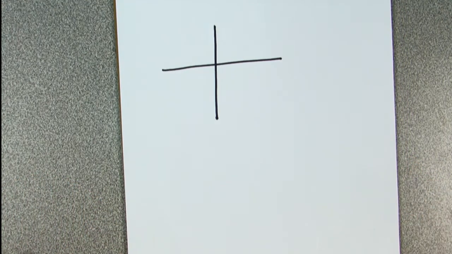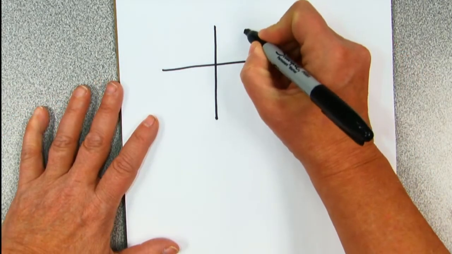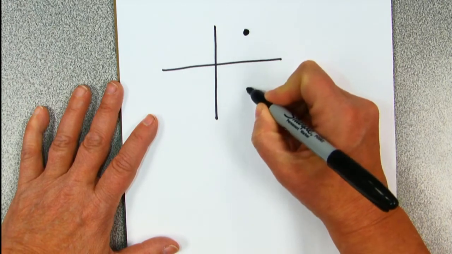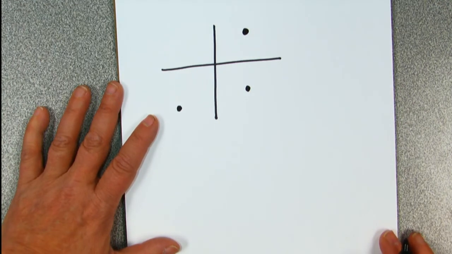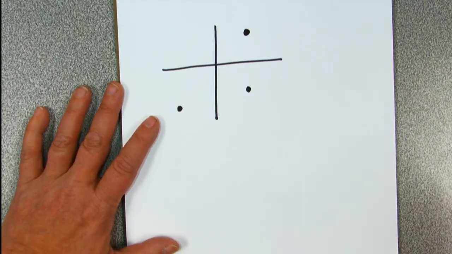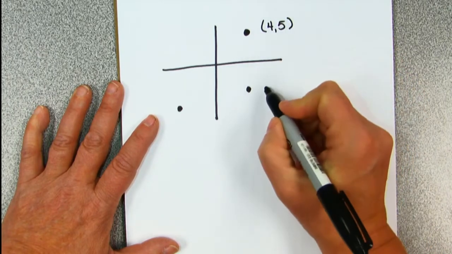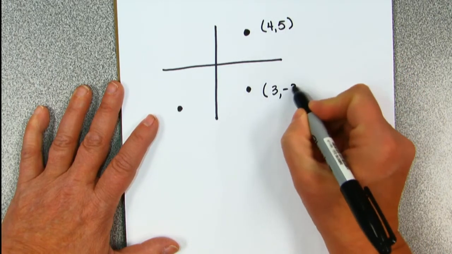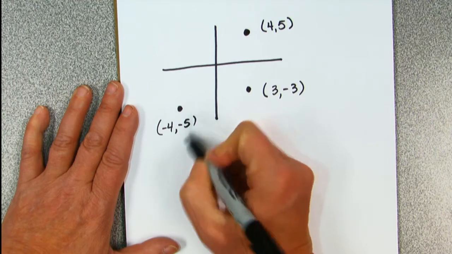Okay. In Argentina, instead of a lasso or a lariat, they use a device that kind of looks like this. It'll have 3 balls on it, usually attached with rawhide. They swing it like a lariat and it wraps around the cow's feet. I'm going to have this one placed at (4, 5), this one at (3, -3), and this one at (-4, -5).